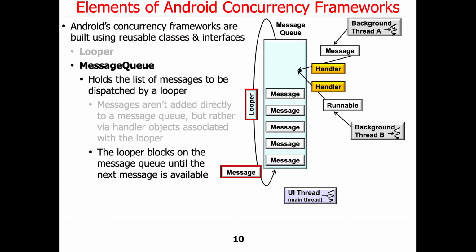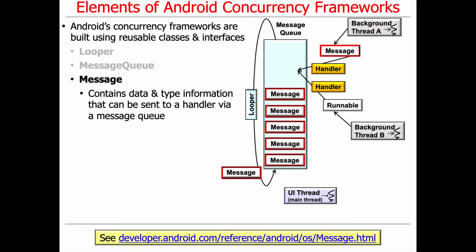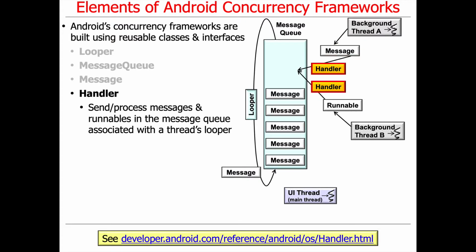As we talked about in the previous discussion, the looper blocks on the message queue until the next message in the queue is available. So if there are no messages in the queue, the looper blocks. When the next message shows up, the looper will pull it off and dispatch it. The message itself is a data structure that contains data in the form of fields, as well as type information, in other words, indicating what type of message it is. And a message can be sent to a handler via a message queue. And we'll see in a moment that the handler plays a key role in both getting the message passed into the queue and also to have the message dispatched appropriately in the appropriate thread.